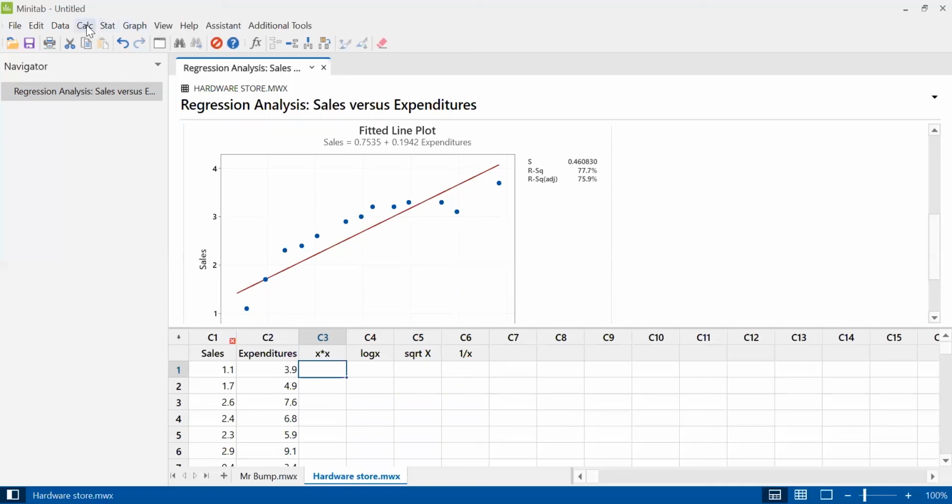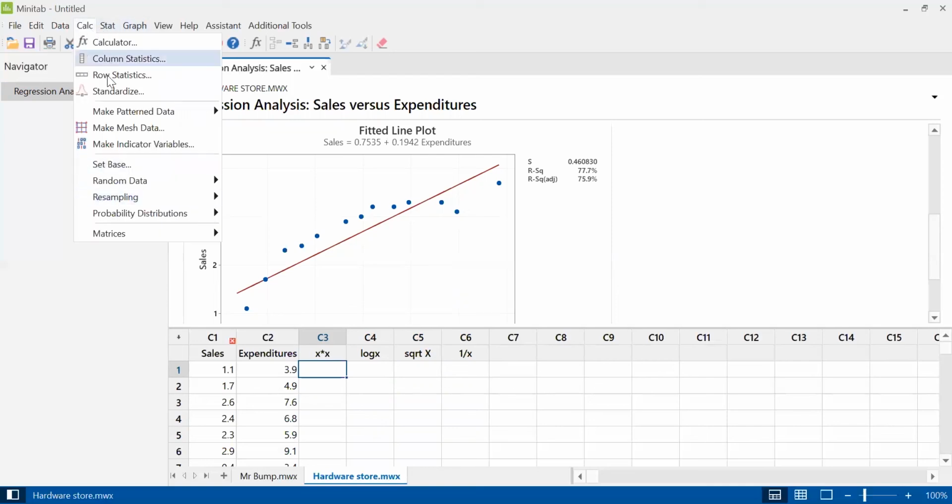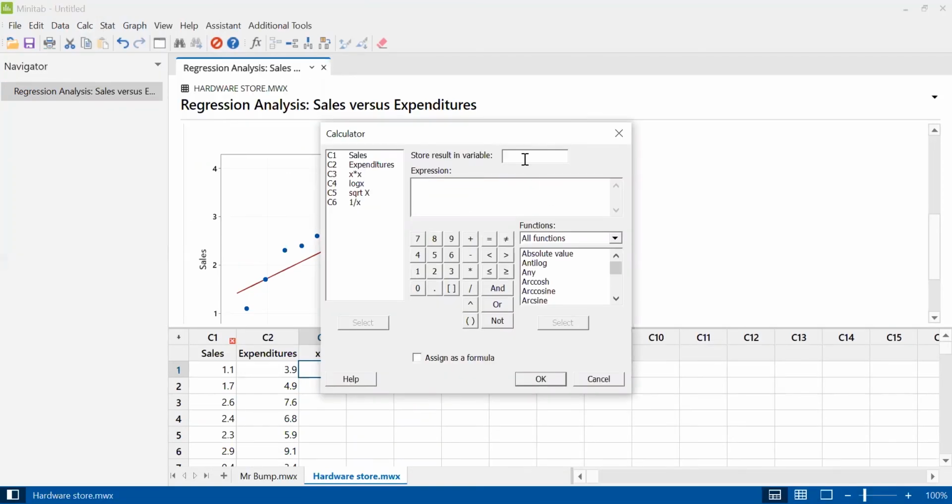Then we go to Calc. Under this tab, you will see all different kinds of calculations. The one we want to use is the calculator. So we need to first define where we want to store this new variable. Let's do the first one, x squared, now. So you want to double click on x squared. It will be filled in the box. For the expression, we want expenditure times expenditure. So we double click on expenditure. Multiplication is right here, so click on it. And then double click on expenditure again. So this means x times x. And then click OK. We've got the numbers.